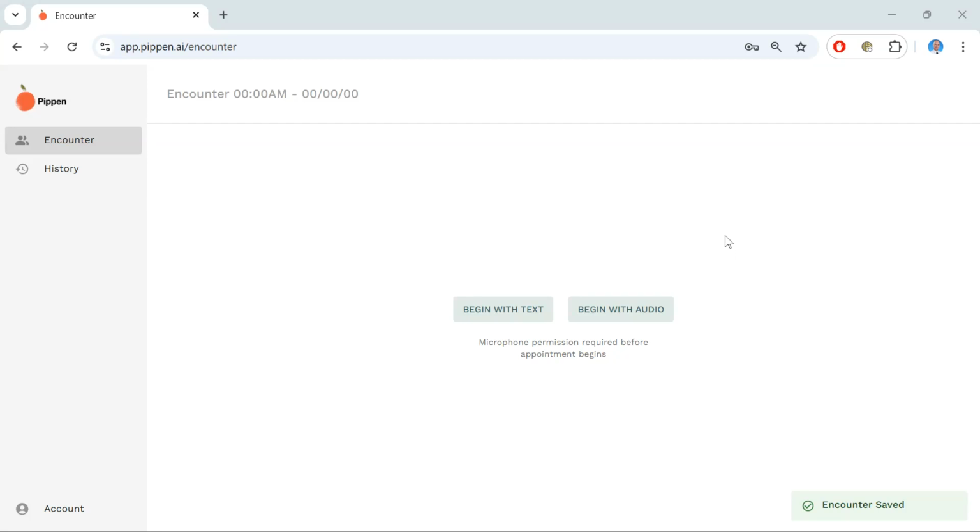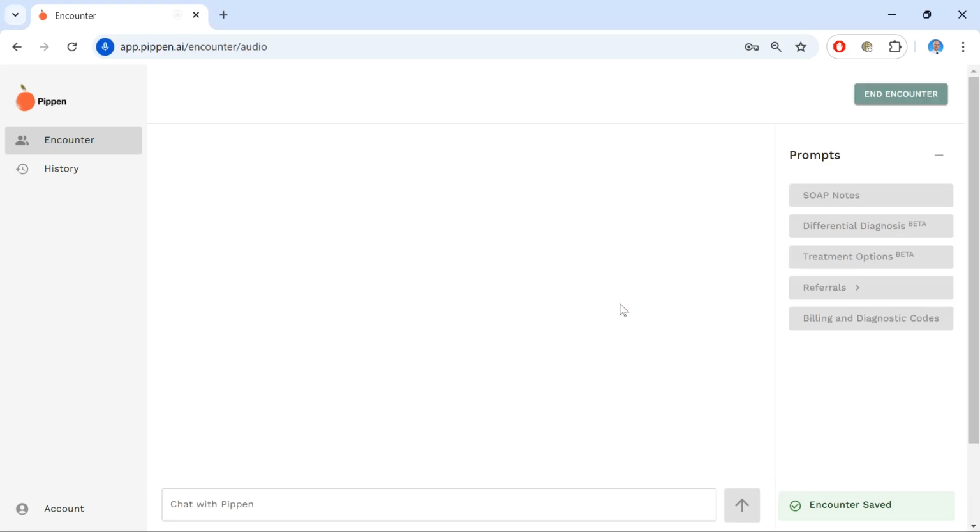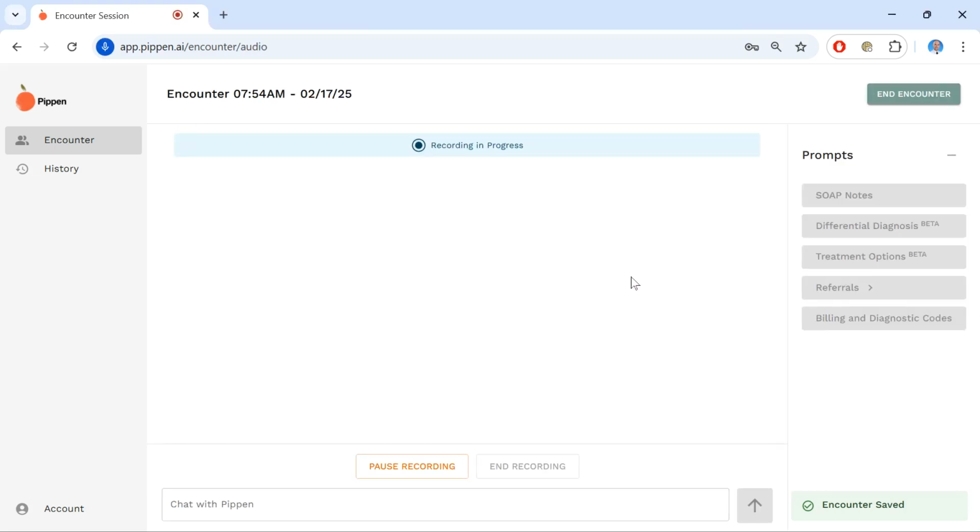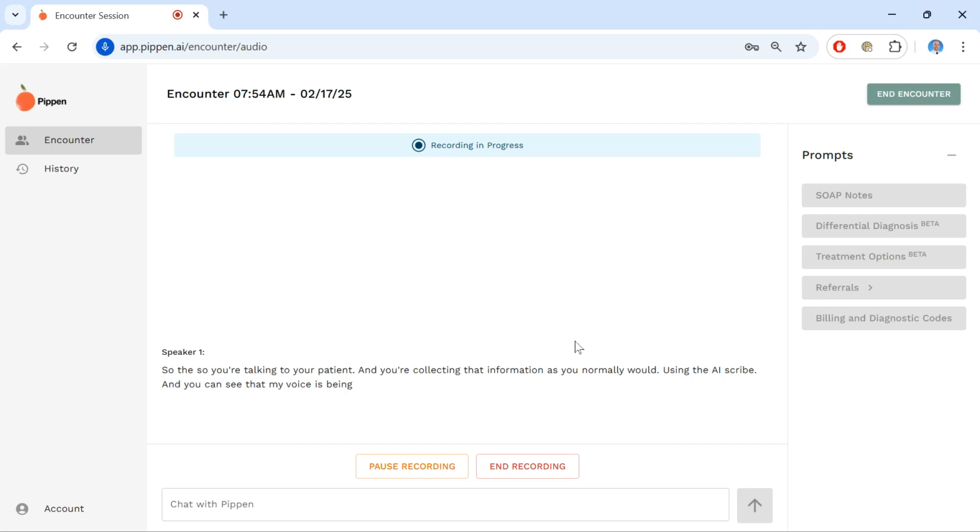Today we're demonstrating ADHD management using our platform on Pippen. For the purpose of this demo, we're going to go ahead and begin the audio. So you're talking to your patient and you're collecting that information as you normally would using the AI Ascribe. And you can see that my voice is being transcribed word by word. And at the end, you would end the recording and submit.